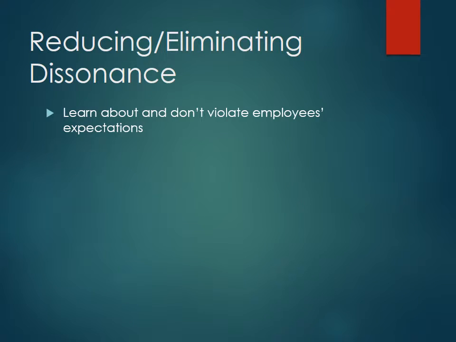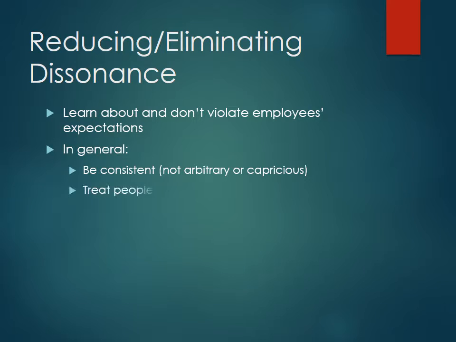So how can we help the people who work for us to reduce or eliminate dissonance? Well, first of all, as a manager, we need to find out what exactly their expectations are. It is incumbent upon us as managers to find out what our employees expect and then try not to violate those expectations. In general, we need to be consistent. When we're arbitrary, when we're capricious, when we make decisions that just don't make sense to people, when they don't seem fair, when they don't seem equitable, that creates a lot of dissonance for people.